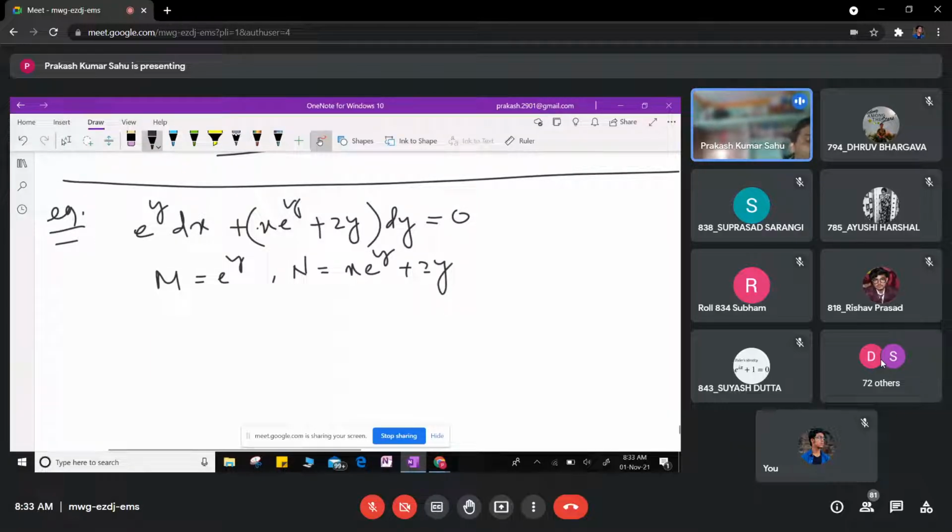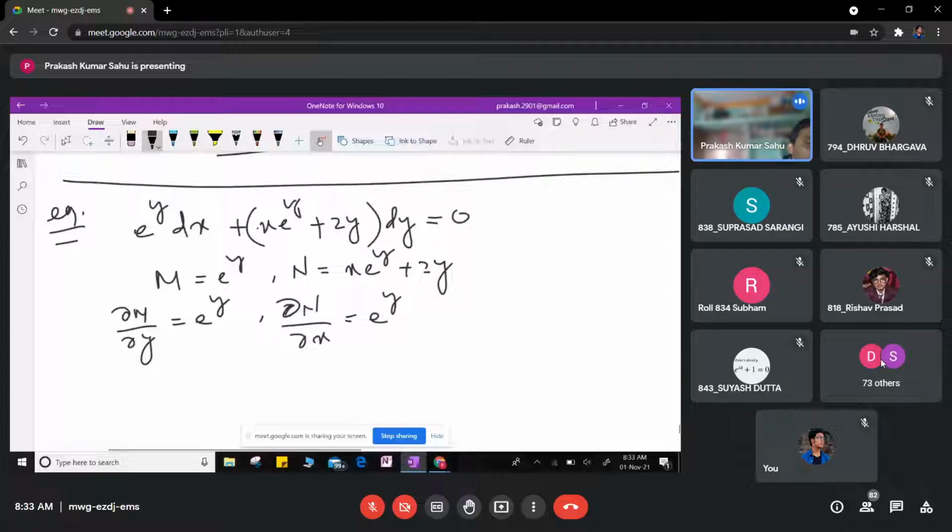So this differential is exact, we have already checked in the previous example. You see, del M by del y is equal to e to the power y, and del N by del x is also e to the power y, because the derivative of x is one, and e to the power y is a constant since we are differentiating with respect to x, and 2y is a constant, so its derivative is 0. So this is also e to the power y.